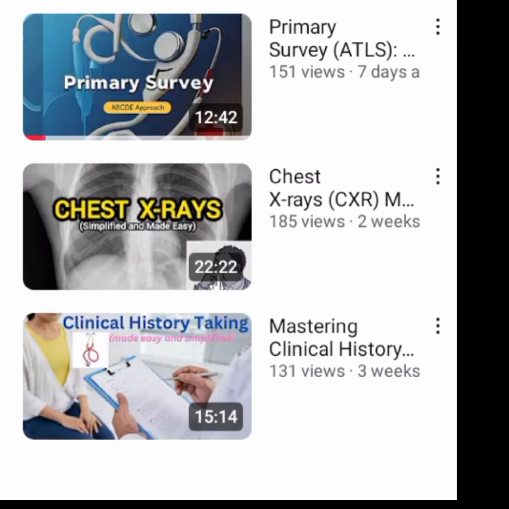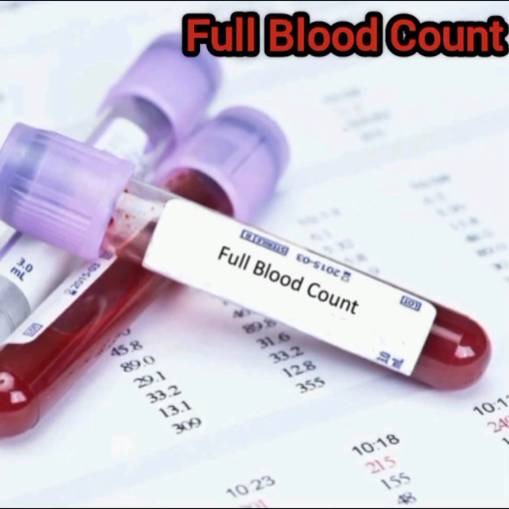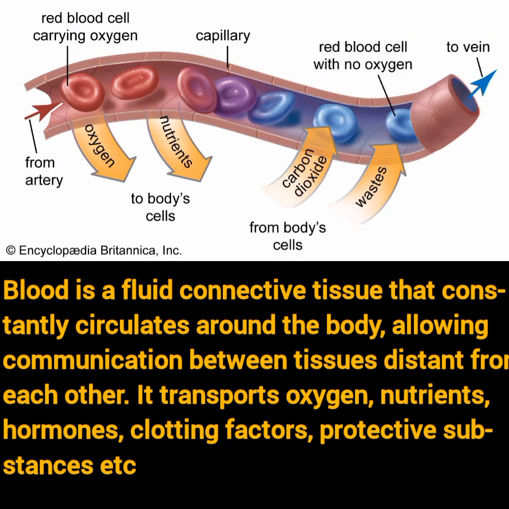Let's move into today's discussion. Full blood count. Blood is a fluid connective tissue that constantly circulates around the body, allowing communication between tissues distant from each other. It transports oxygen, nutrients, hormones, clotting factors, protective substances, and others.